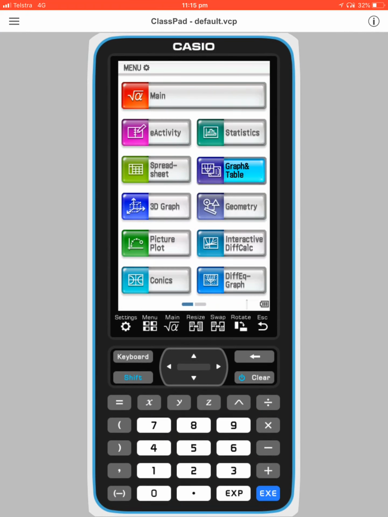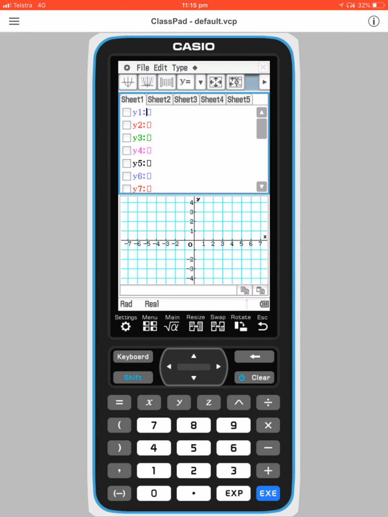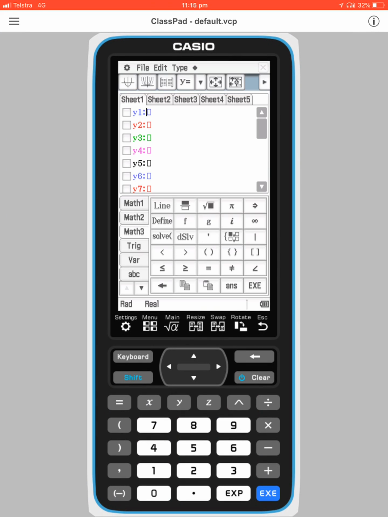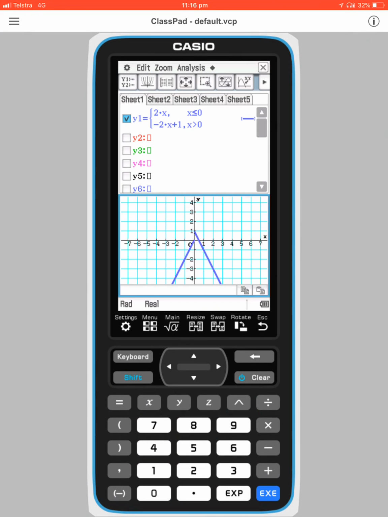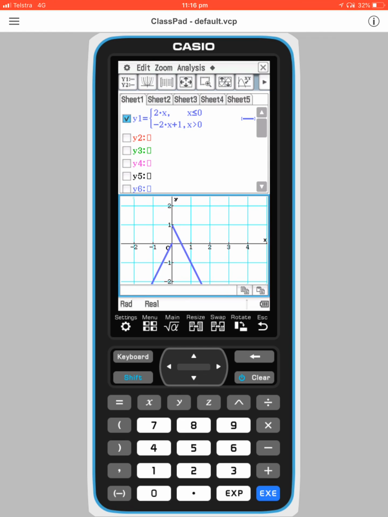into here, put in a hybrid function, 2x, negative 2x plus 1, x is less than or equal to 0, x is greater than 0. Sketch it. You can see at that point there, they don't join up.